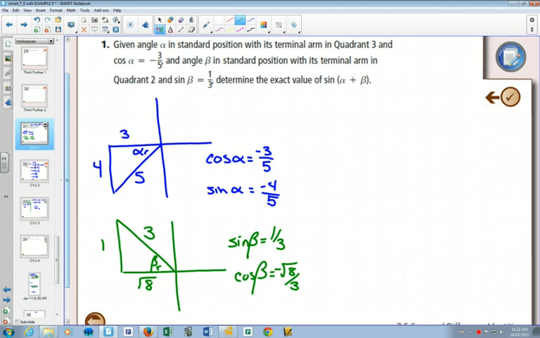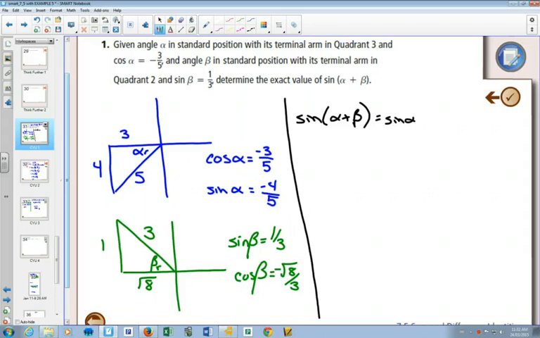The reason we draw both of these triangles is the question is asking us to find sine of alpha plus beta. And from our formula sheet, we know that sine of alpha plus beta is sine alpha cos beta plus cos alpha sine beta.